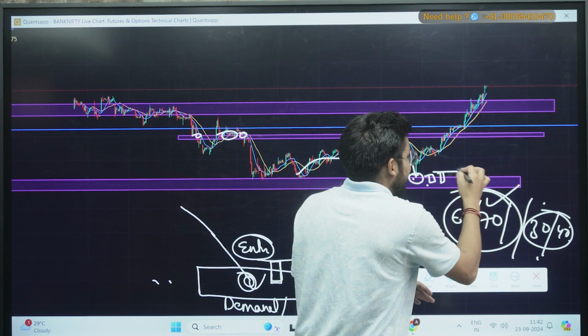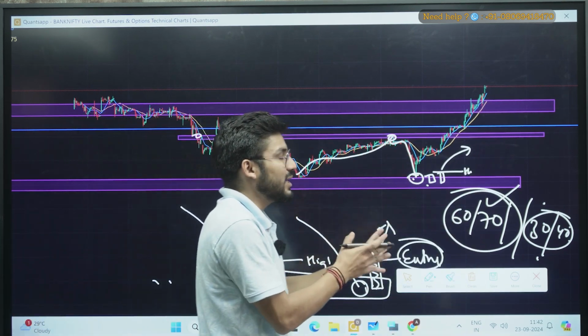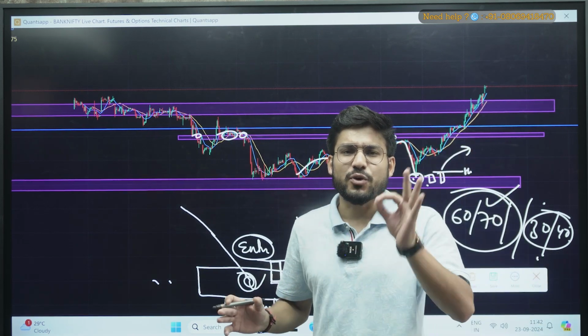I can mark that high, and then I can take my entry in that particular trade. So this is how you can use support and resistance very accurately. That will maximize your profit.